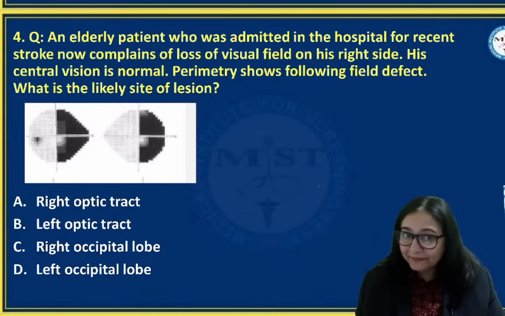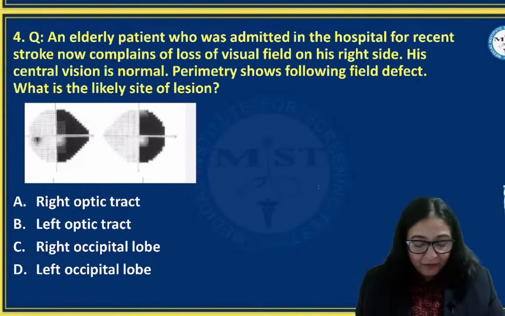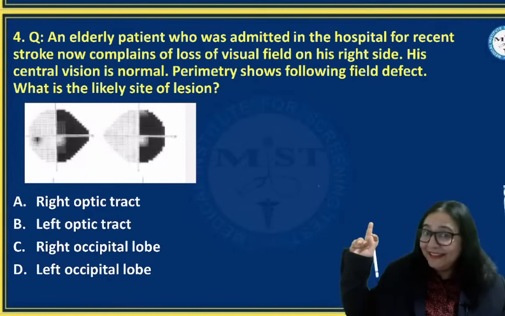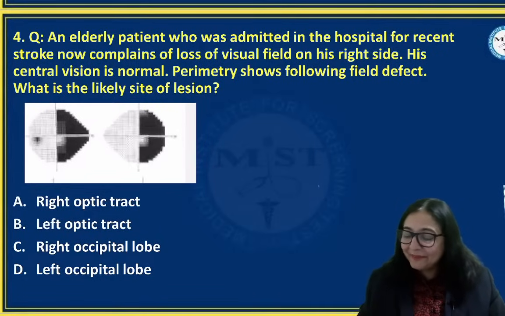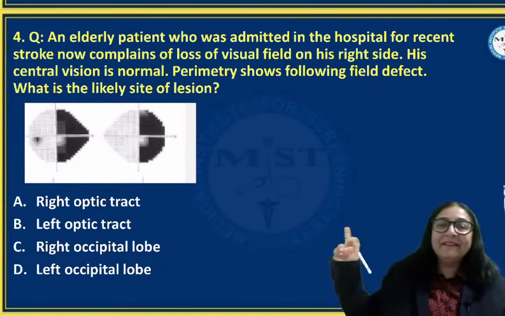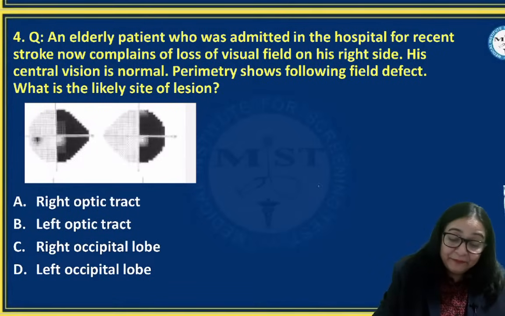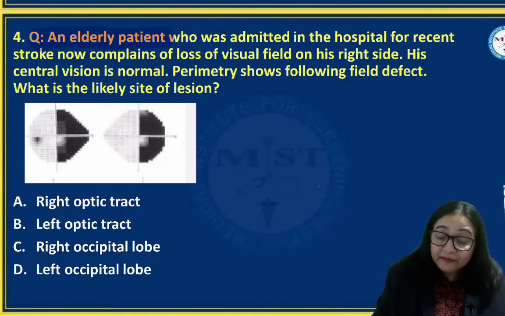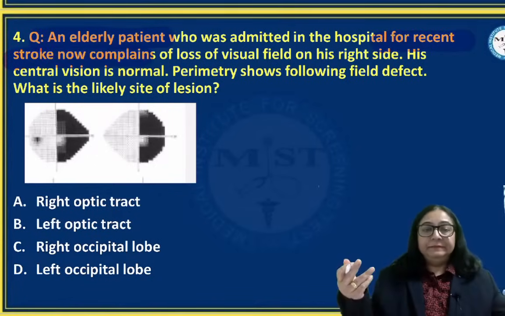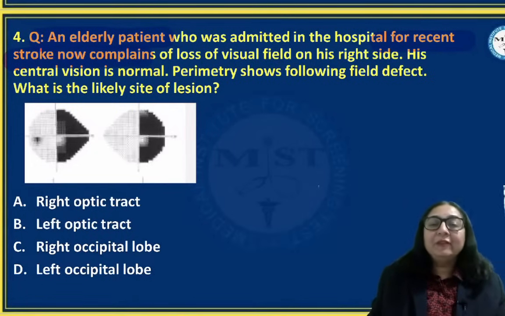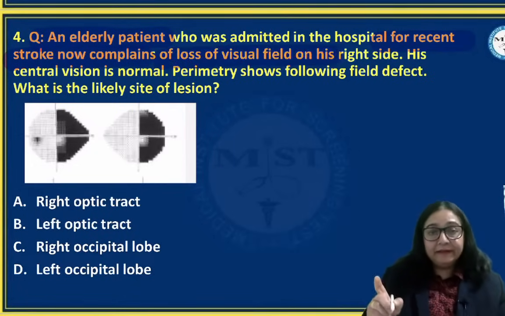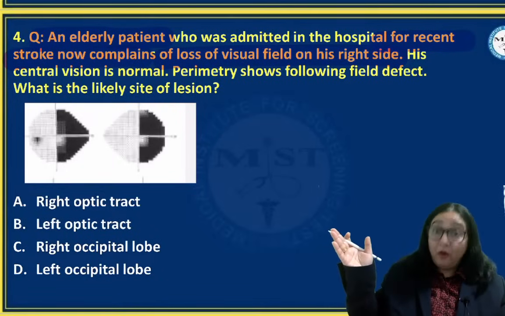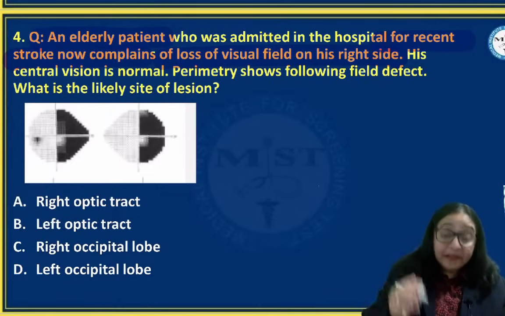Okay? Right? Okay, so my dear friends, this question needs a bit of reading. Let's not jump to the answer. Let's read the question because I'm getting mixed answers here. So let's read the question. Elderly patient. So it's an old patient who was admitted in the hospital for a recent stroke, beta. Stroke. Now complains of loss of visual field on his right side. Now it is not the right eye, it is the right-sided field loss. Okay? His central vision is normal.